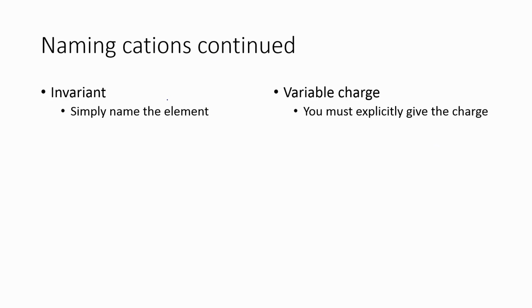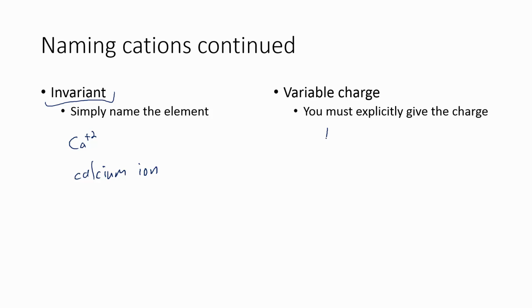When you're naming cations, you simply name the element. That's all there is to it. So if the charge does not change, then you just name the element. So Ca+2 would just be a calcium ion.